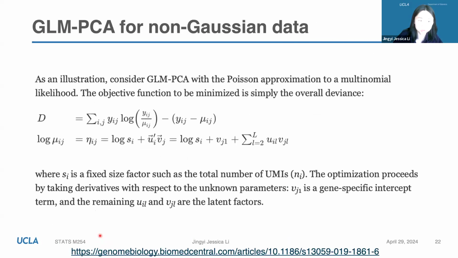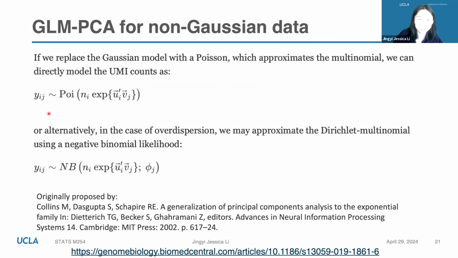Then let's move to GLM-PCA. Here, we replace Gaussian with Poisson, which approximates the multinomial. I mentioned this in the previous lecture, but if it's still new to you, I suggest reviewing this topic, or searching for Poisson approximates multinomial, which is very good to know. That justifies why Poisson is so widely used for sequencing data, because a sequencing experiment is essentially multinomial. We have a total number of reads to be assigned to different genes in a multinomial way.